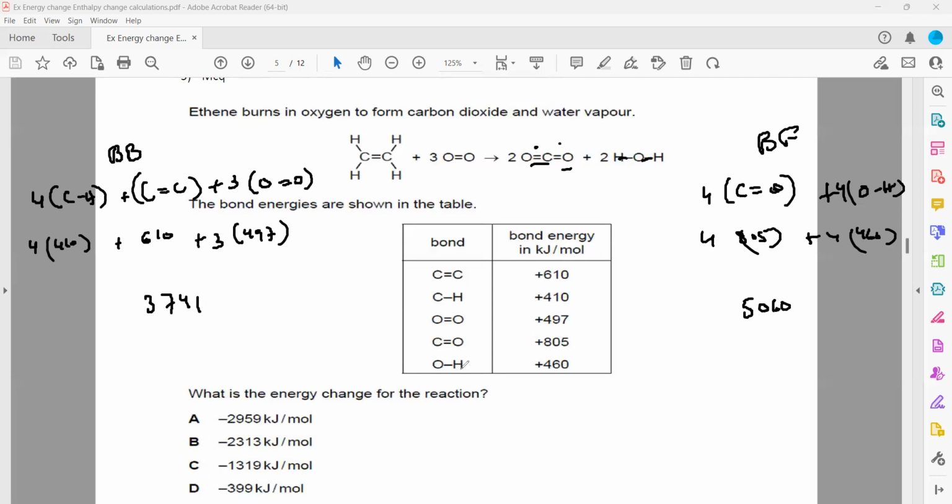So 3,741 minus 5,060. So this is bond breaking minus bond forming. Bond breaking energy 3,741 minus 5,060 will give us minus 1,390. So C will be the right answer. Is it a clear discussion about enthalpy change, calculation of enthalpy change using the bond energies?